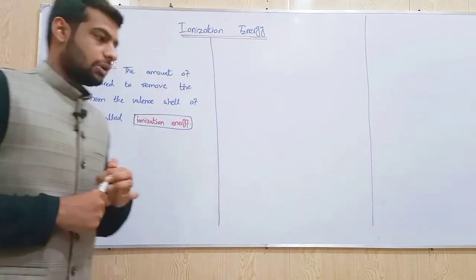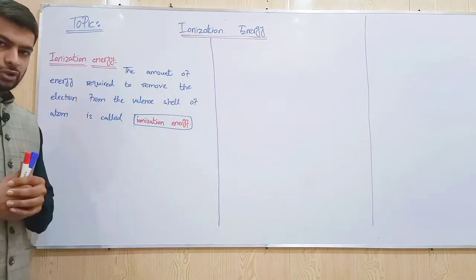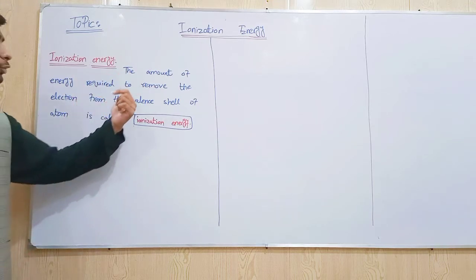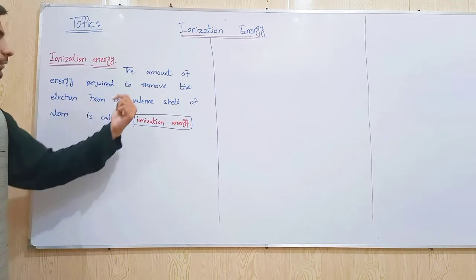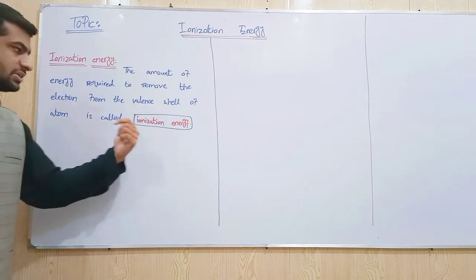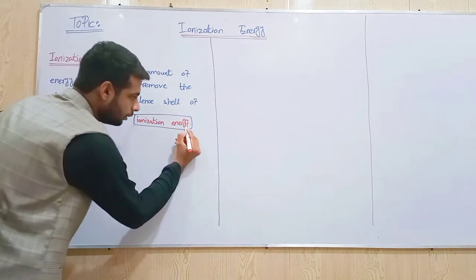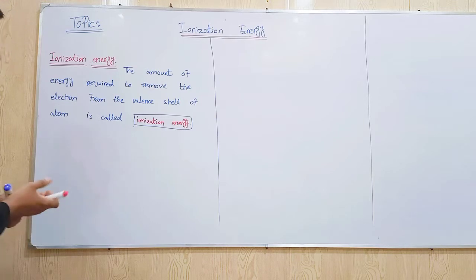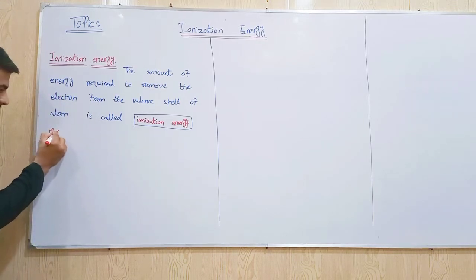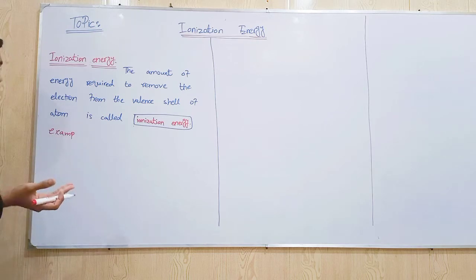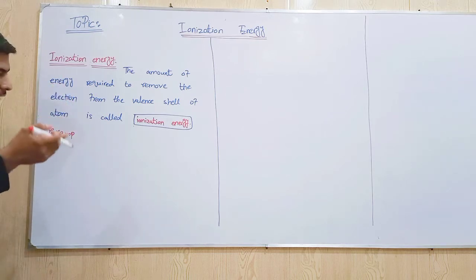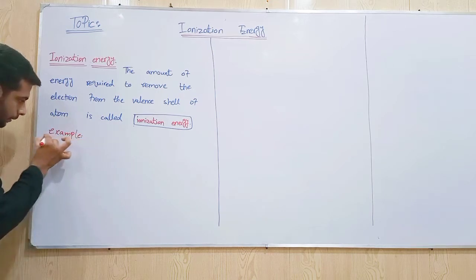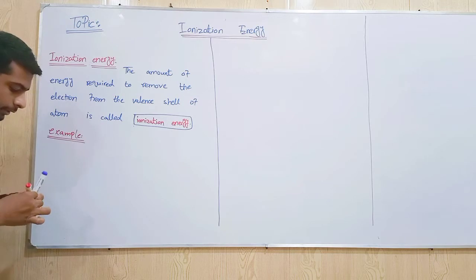Now we will discuss the definition of ionization energy. The amount of energy required to remove the electron from the valence shell of an atom is called ionization energy. Now we will discuss the example of ionization energy. What is the example of ionization energy? You will clear the topic of ionization energy after seeing the example. Now we will discuss the example.